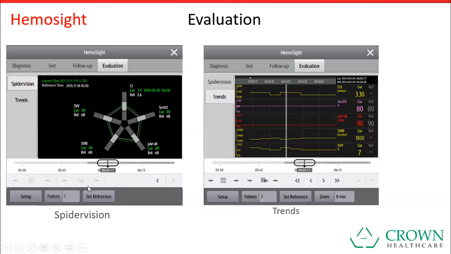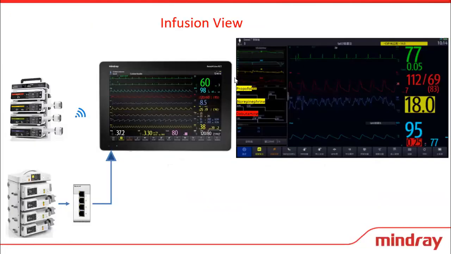And then lastly, about the evaluation part, we have two main reference tools here, the spreader vision tool and the trends. The spreader vision tool, in simple terms, enables you to have a comparison before and after the treatment that you've given to your patient, if it is fluids or you've given any inotropic support to your patient. And for the trends, it displays all the hemodynamic parameters and the trends to monitor your patient. And then the last part is the infusion view.